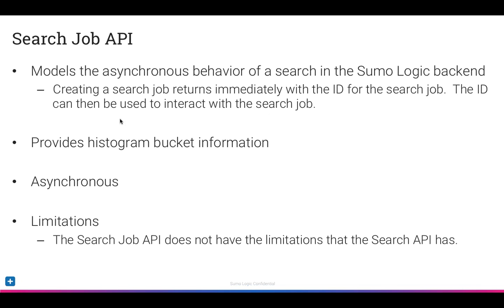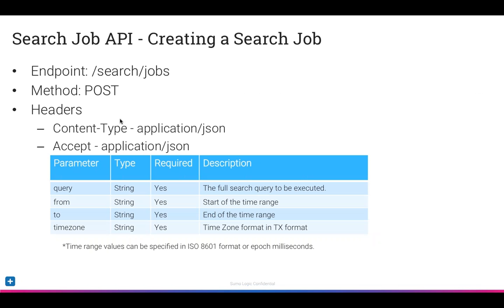So what makes the search job API different? Really what it's doing is modeling the asynchronous behavior of a search in the Sumo Logic backend. It is an asynchronous API. When you create a search job, you immediately get back an ID for that search job. You can then use that ID to interact with that search job while it is being executed on the backend. The search job also provides the histogram information, which is very useful for you to see the distribution of messages across time. Again, it is an asynchronous API, and it doesn't have the same limitations that the search API has.